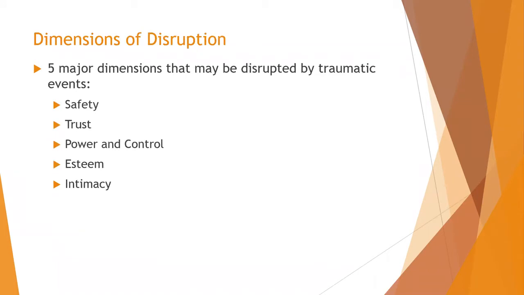So, 5 major dimensions that may be disrupted by traumatic events. Safety. If you don't feel safe in your own skin, if you don't feel safe in your home. Trust. Not only your ability to trust other people, but your ability to trust yourself. Power and control. What amount of self-efficacy do you have in certain situations? What can you control? And remember that over-accommodation, sometimes people go to one of two extremes. They either start trying to control everything so they never have to feel out of control again, or they give up and they're like, I can't affect change on anything, so I might as well just sit back and watch the world go by. Either aspect of over-accommodation is going to be problematic.